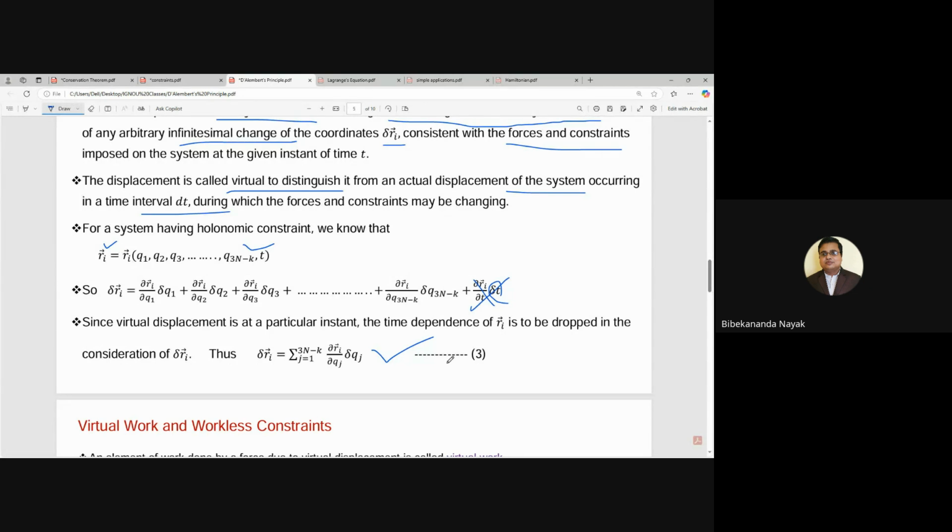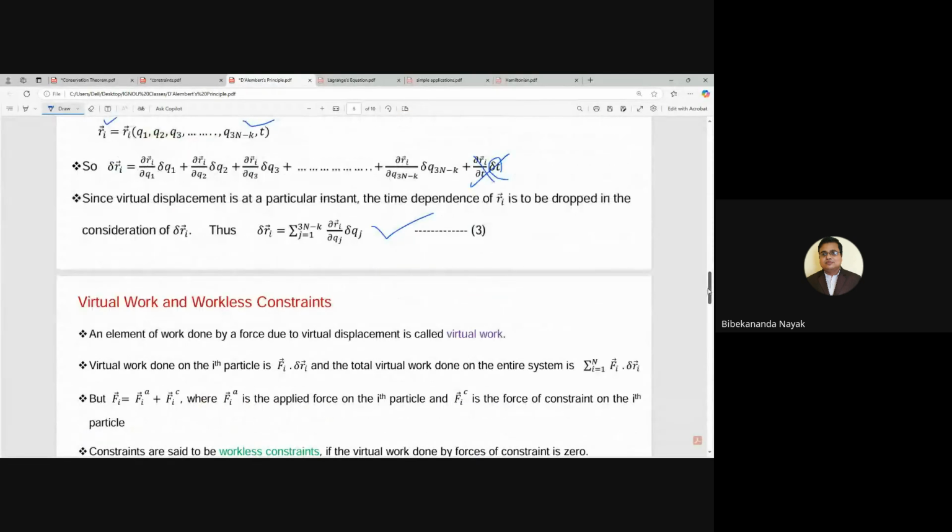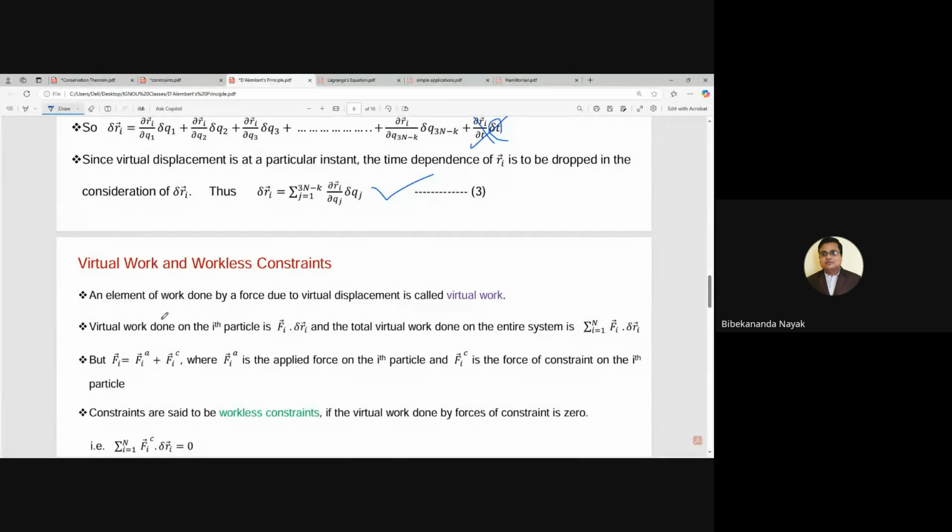Then virtual work. The work done due to virtual displacement is called virtual work. An element of work done by a force due to virtual displacement is called virtual work: Fi dot delta ri, the work done on the ith particle.